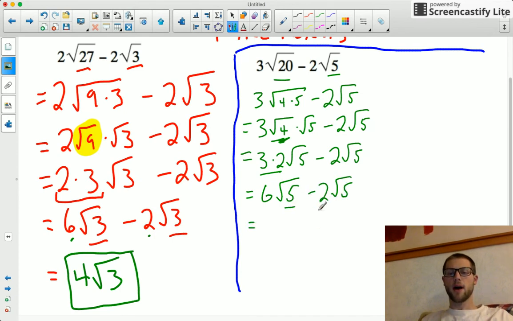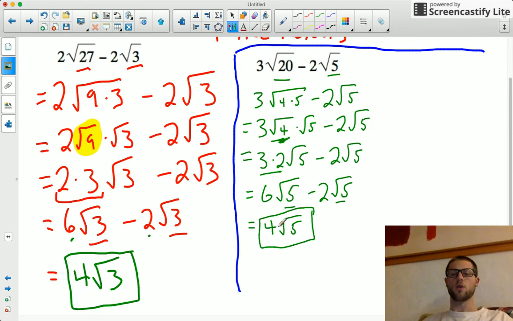Now I've got my common radical, that's good, and all I'm going to do is subtract the coefficients. So 6 minus 2 is 4, and I'm keeping my root 5 to give me a final answer here of 4 root 5.